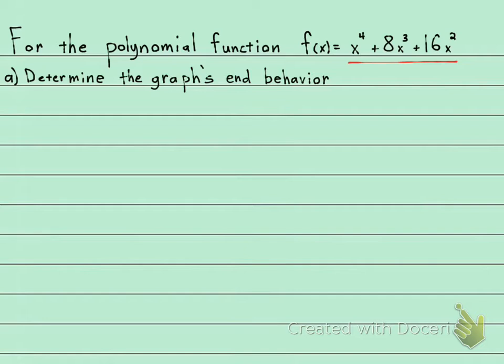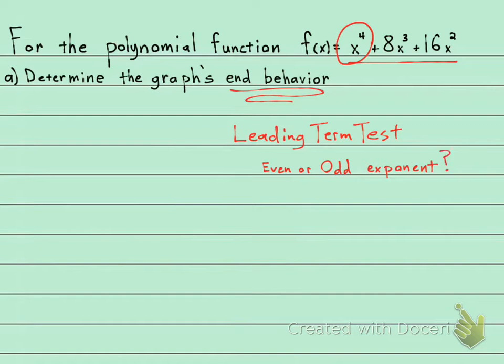Okay, and to find the end behavior, we need to look at this right here, the leading term. We're going to do something called the leading term test. And the two things you need to know when you do the leading term test are, does it have an even or odd exponent? And then, is the coefficient positive or negative? Okay, and we can take a graph that we already know and we can determine the end behavior based on these two questions. So let's ask the first question.